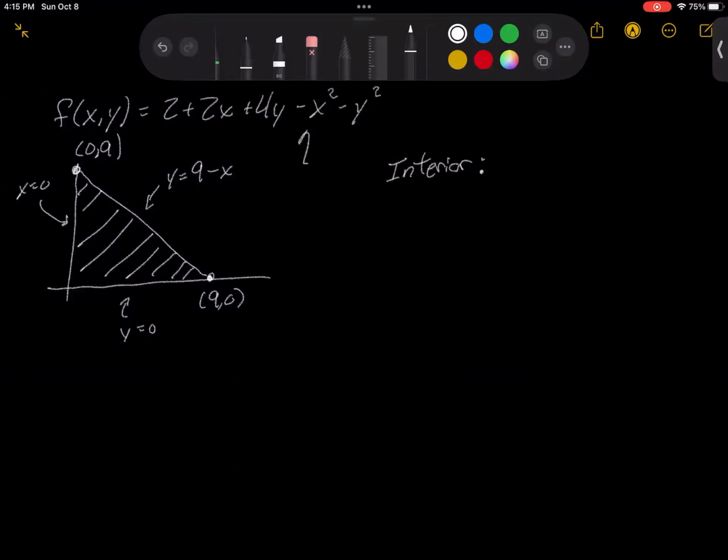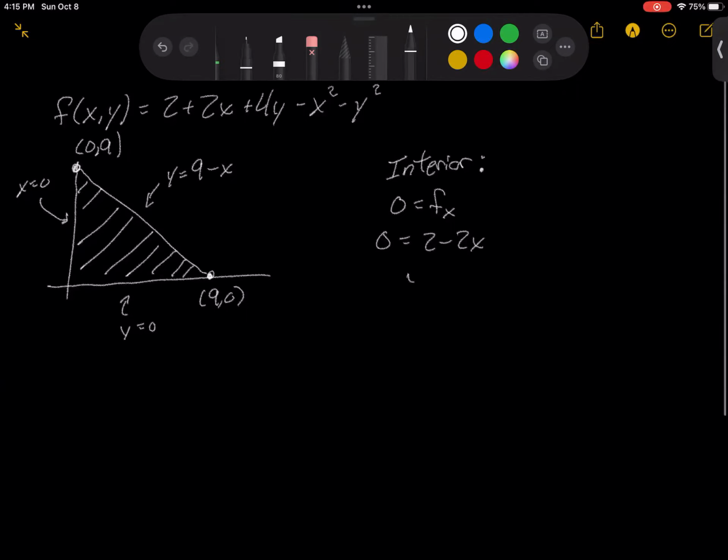This function is a nice smooth function. Its partial derivatives are going to be nice and smooth everywhere. They're going to exist everywhere. We just need to figure out when the partials are going to be 0. So we've got 2 minus 2x has to be 0 for the partial derivative in the x direction. That puts me at x being positive 1. And if my partial derivative in the y direction is also 0, that gives me 0 is equal to 4 minus 2y, or y is equal to 2. So the only interior point is when x is equal to 1 and the y value is equal to 2.